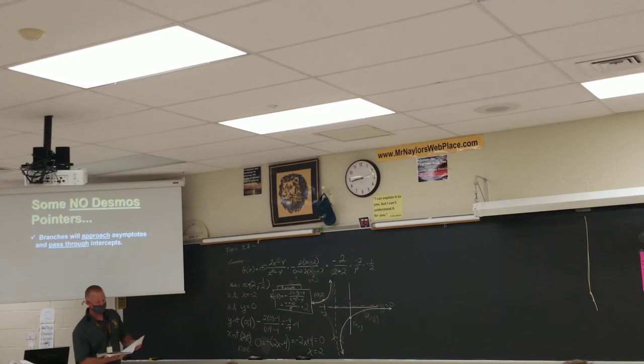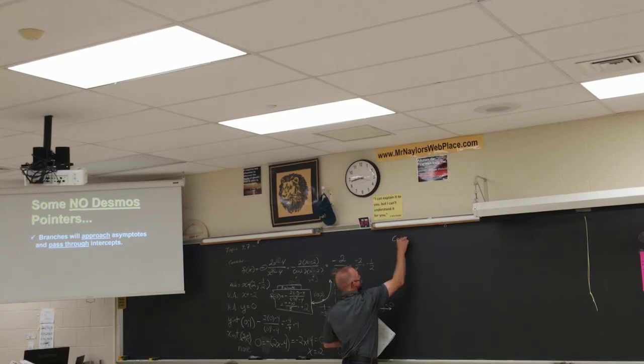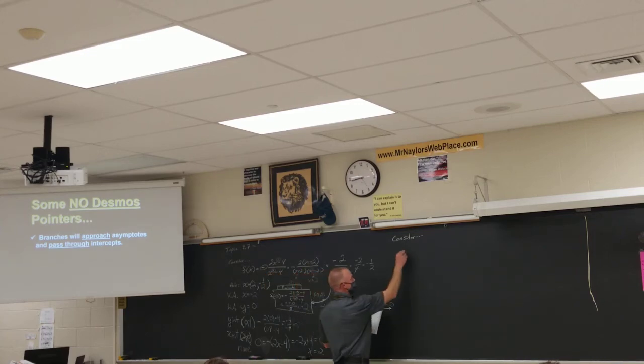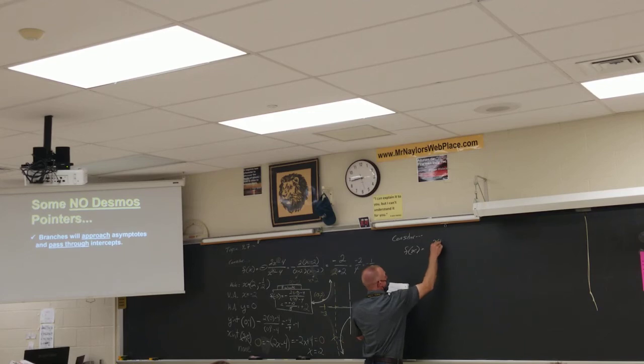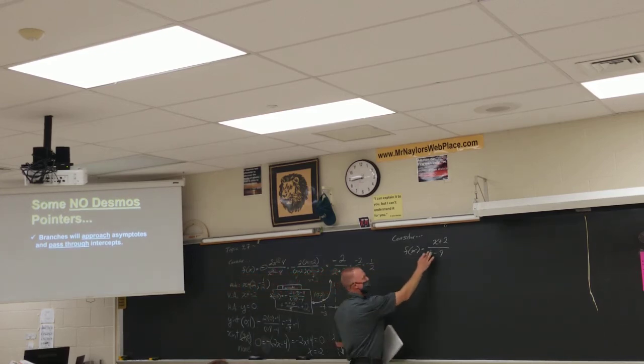Let's look at one more. We'll be able to look at it a little more quickly. Hopefully I don't make it confusing for you. I do want you to have an opportunity to try one of these, like an exit ticket. All right, so x plus 2 over x squared minus 9.